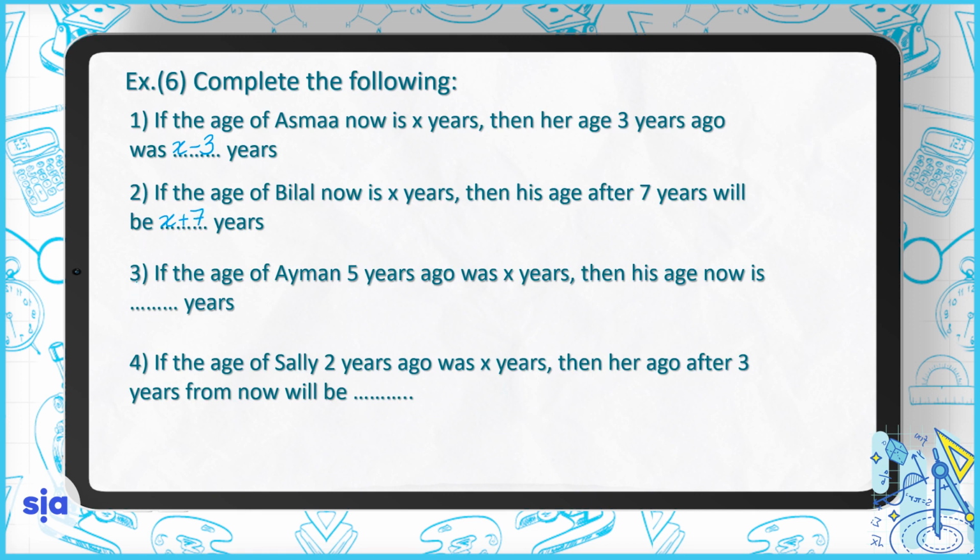If the age of Ayman 5 years ago was X, then his age now is what? 5 years ago he was X. Now we moved 5 to the front, so now it is X plus 5.